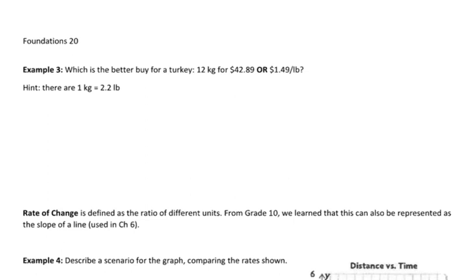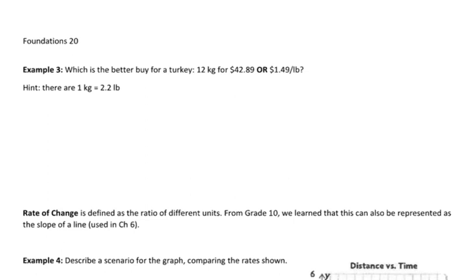Example 3. Which is the better buy for a turkey? 12 kilograms for $42.89 or $1.49 for 1 pound. So here we have two different units, kilograms and pounds. So we aren't even going to be comparing the same thing. So we need to do that first. Since we already have per 1 pound over there, we should change our 12 kilograms to pounds. And I put a hint here that 1 kilogram is 2.2 pounds. So we need to do some math there first.